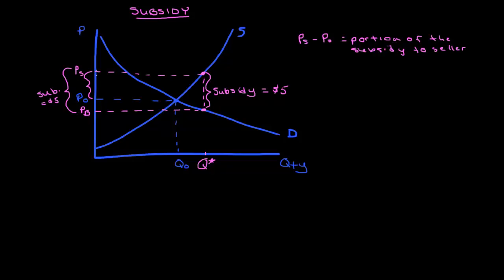But that's only part of the subsidy, because the difference between PS and PB is the entire subsidy. The portion of the subsidy that is received by the buyer is equal to the amount that the buyer paid without a subsidy less what they pay with the subsidy. So it's equal to this difference right here. And again, that's just the portion of the subsidy that goes to the buyer.